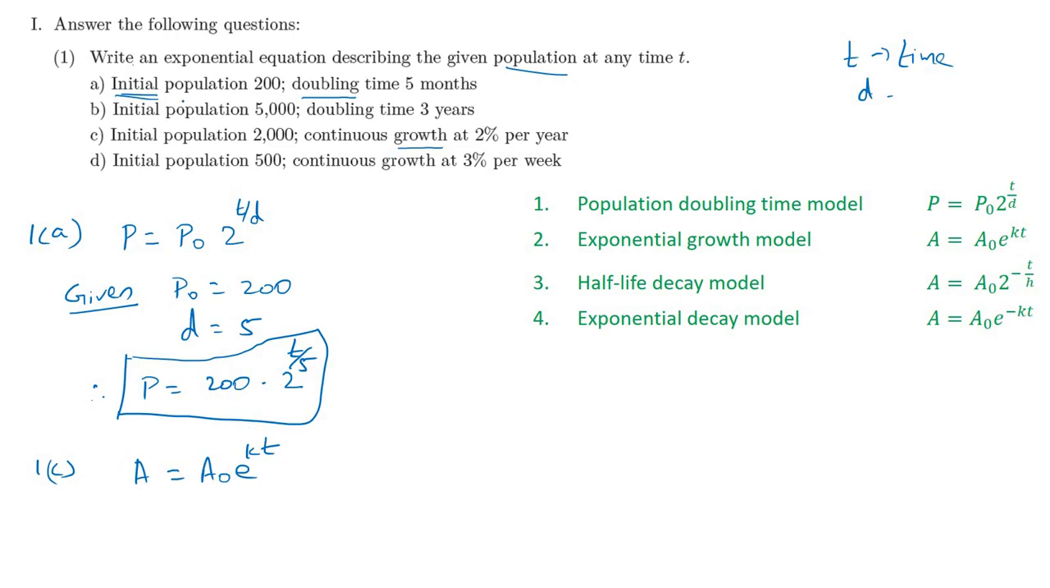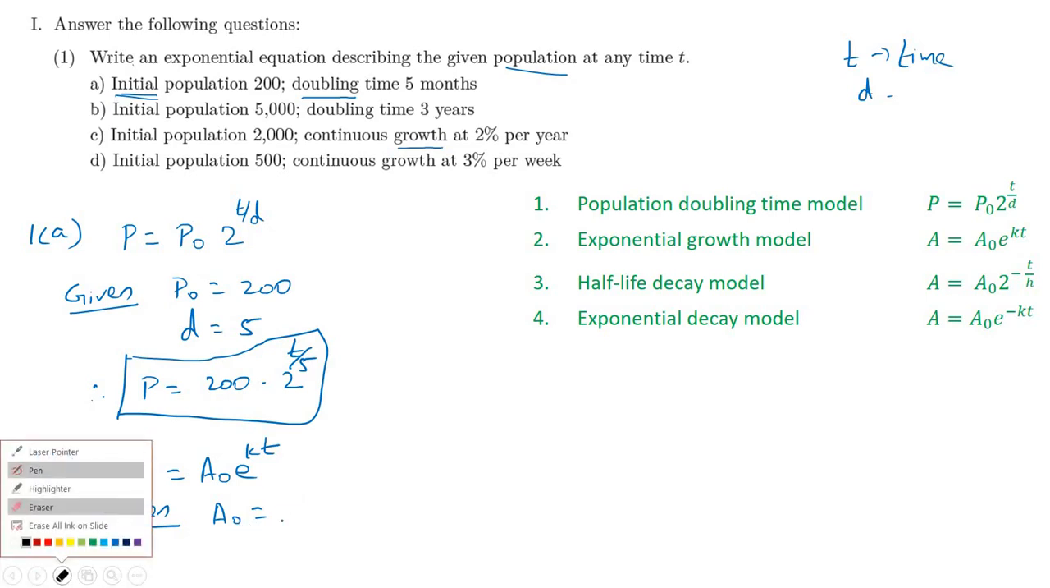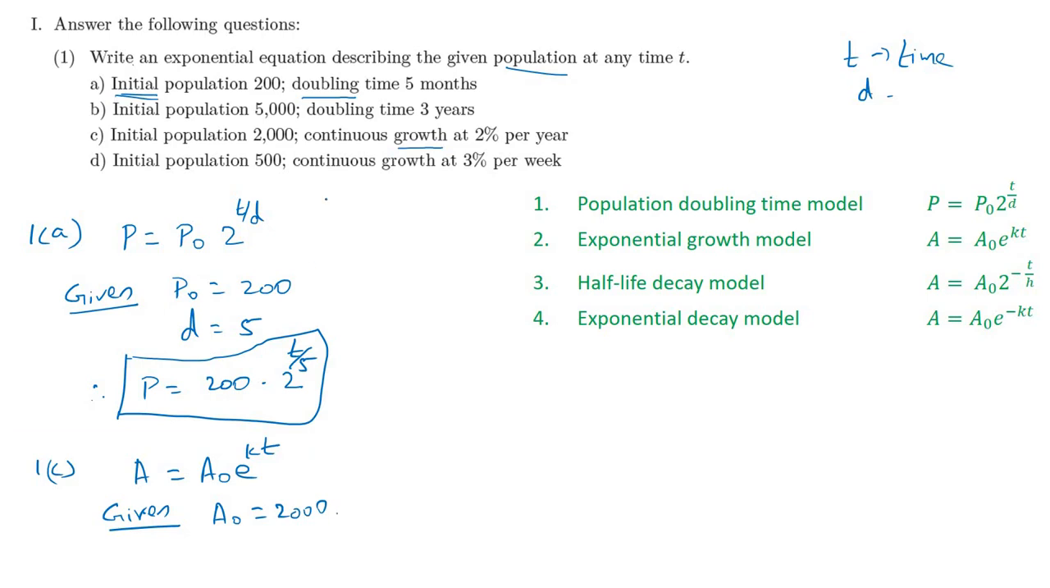Now what are all the values given? A naught. See here, initial population means A naught. So given A naught is equal to 5000. No, it is 2000 here. So I will take 2000. Then continuous growth at rate. This is rate. That means in this problem, t is time, e is a number, A is the final answer. So k is nothing but the rate of growth.